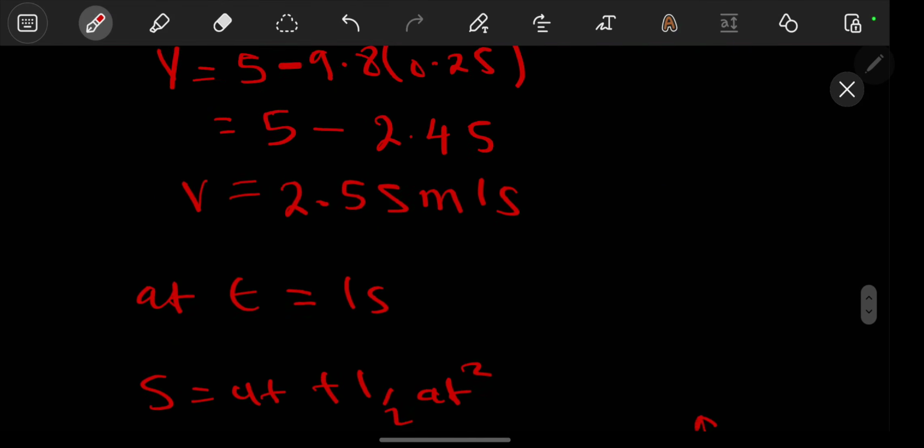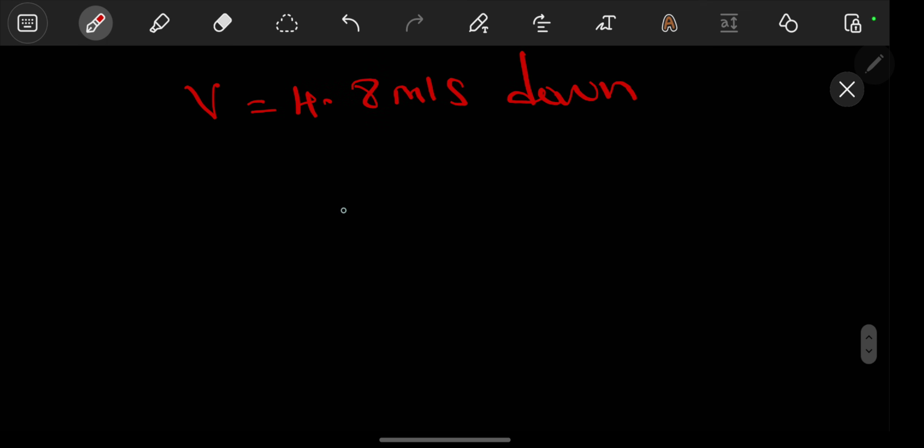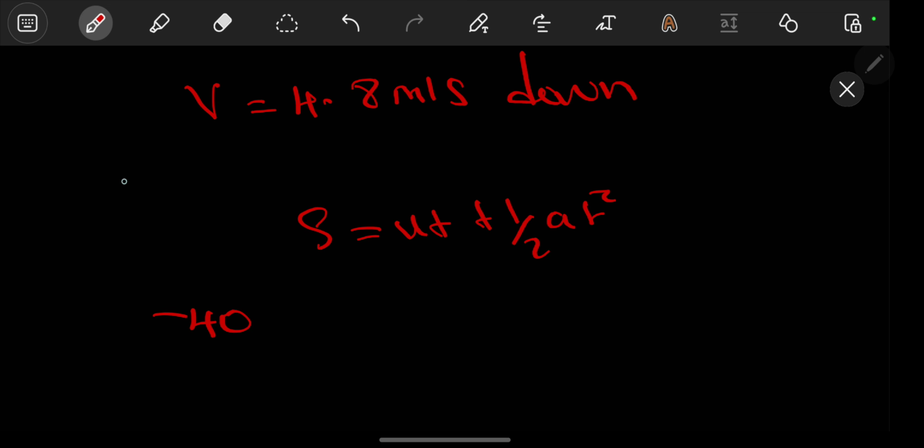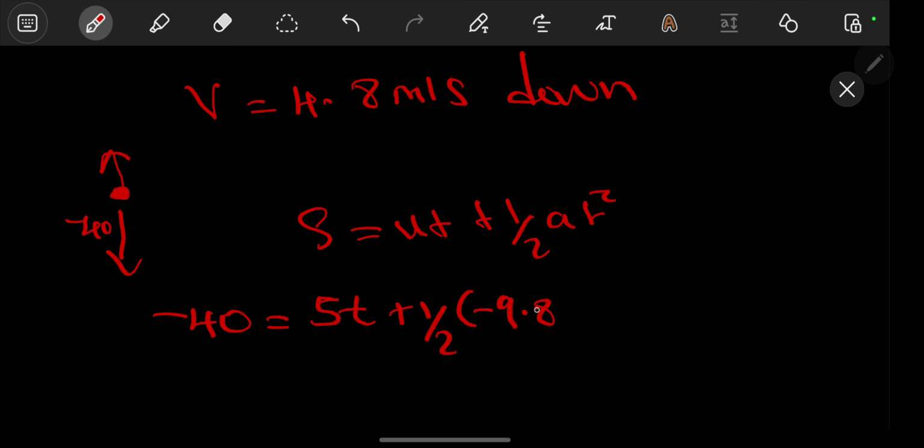So we can say s should be equal to ut plus half at squared. Instead of saying 40, we are going to say negative 40, since it is below where it was thrown, where it was released. When it was released, it went up. So whatever is below the point at which it was released will assume a negative value. So negative 40 should be equal to, the initial is 5, we put a t, then we have plus our half. Where there is acceleration, we are going to put negative 9.8, it shall be a negative. Then we have our t squared.